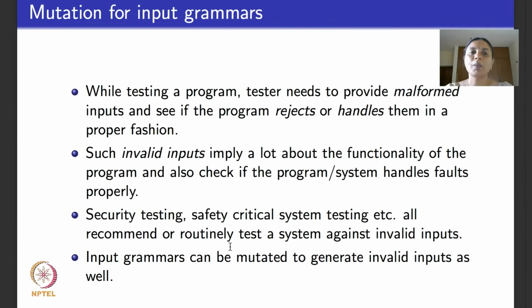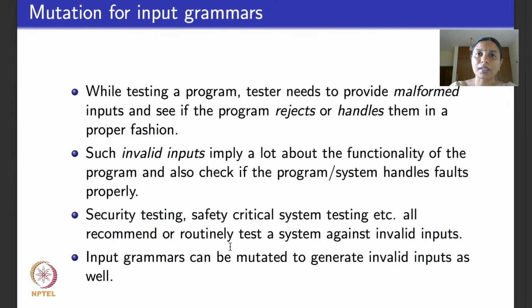Now moving on, when I consider mutation for input-based grammars like XML or any other grammars while testing a program, what is the tester to do? In addition to normal inputs, it is also useful if the tester provides malformed or invalid inputs. Why are invalid inputs necessary? Invalid inputs are necessary because they help to check if the program does fault handling correctly. Invalid inputs also imply a lot about the core functionality of the program on correct inputs. If the program works correctly on invalid inputs also, then there's definitely something wrong with the functionality of the program.